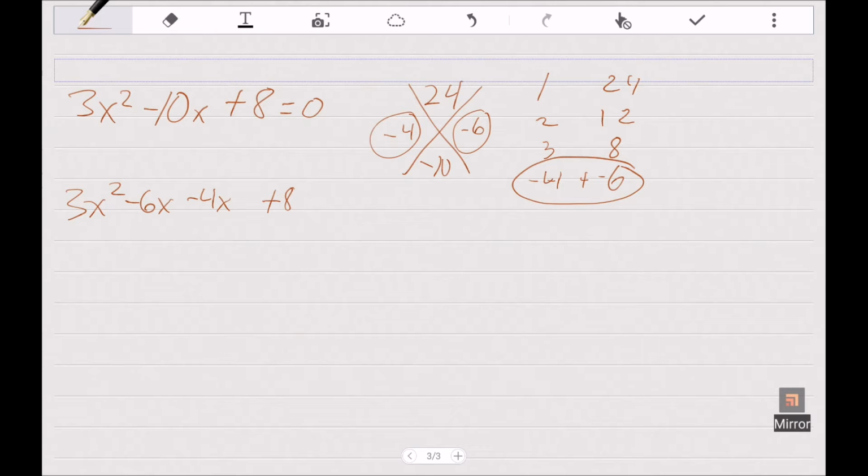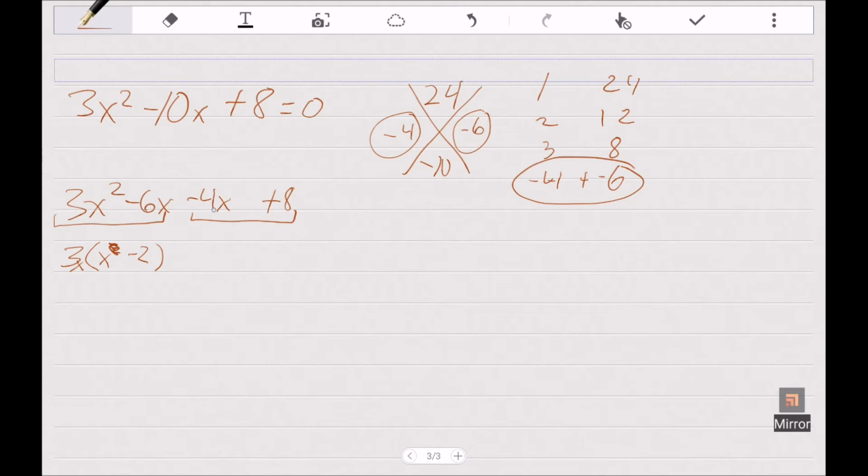So, now comes the grouping part. What can I pull out of 3 and 6? 3. So, I'm left with x squared there. Negative 6 divided by 3 is negative 2. Oops, that should have been x. I apologize. Part of the unprepared thing.